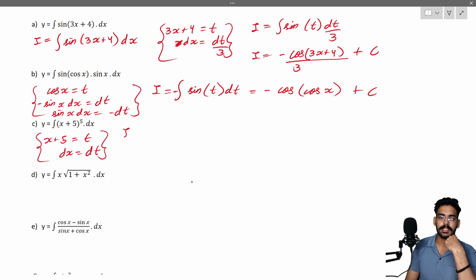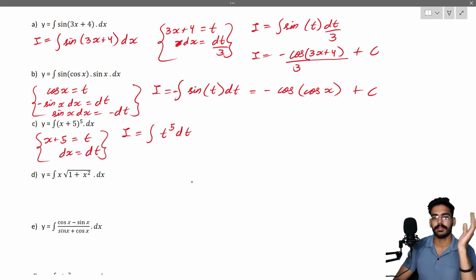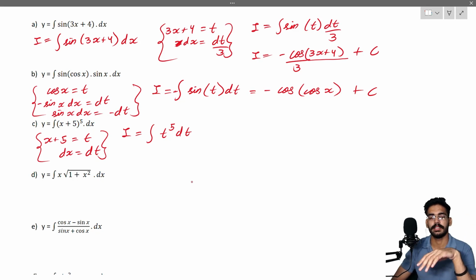Now let's write down the I. I is equal to the integration of t to the power 5 dt, right? dx is replaced by dt. Whatever you are integrating, the same function you have to take here also. You can't keep half in x and half in t and then integrate with respect to t or x. Completely it should be in one variable, then you will be able to integrate. So we know the integration of t to the power 5 is t to the power 6 by 6 plus c, right?